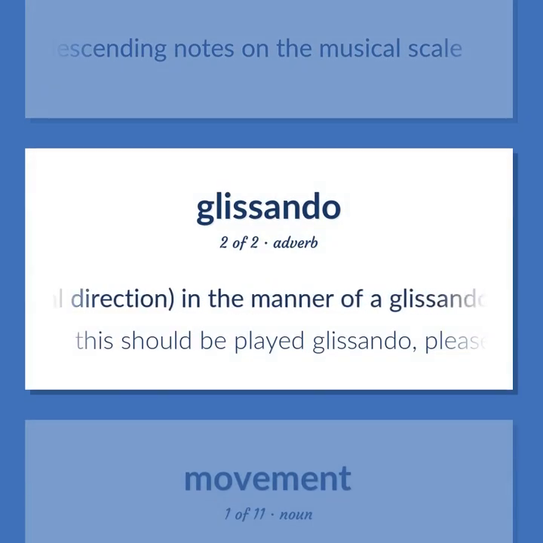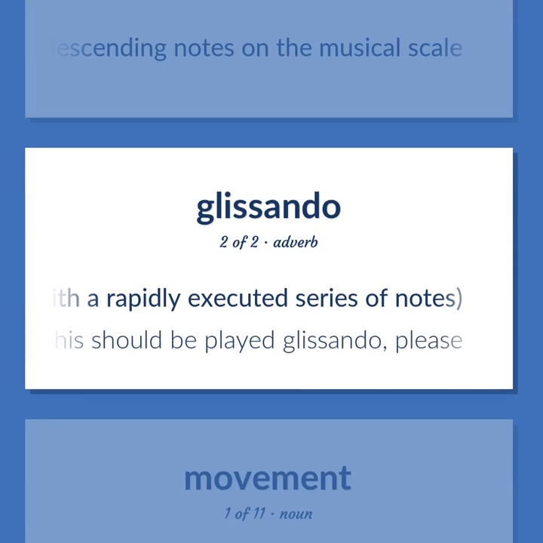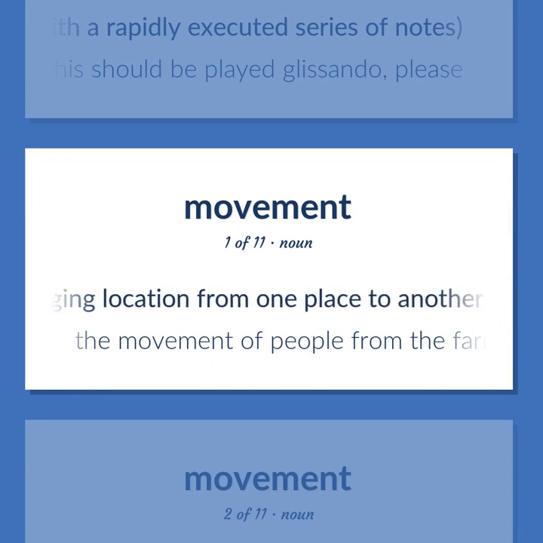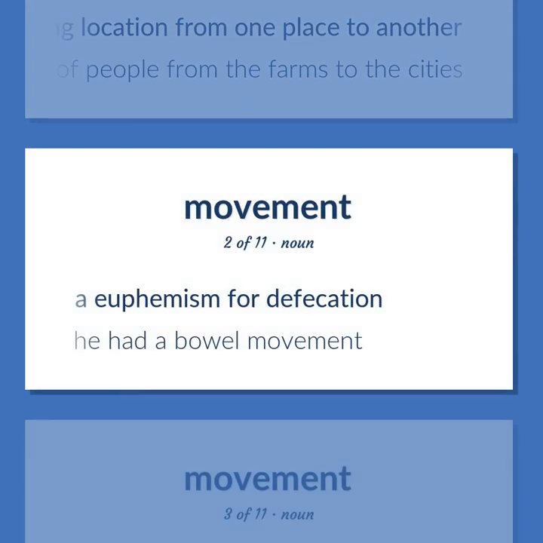Musical direction, in the manner of a glissando, with a rapidly executed series of notes. This should be played glissando, please. The act of changing location from one place to another. The movement of people from the farms to the cities. A euphemism for defecation. He had a bowel movement.